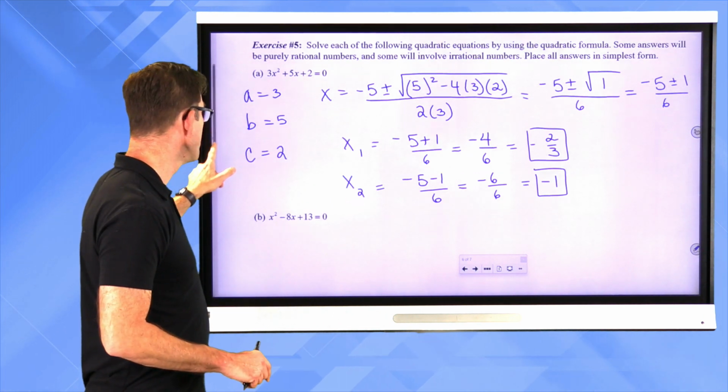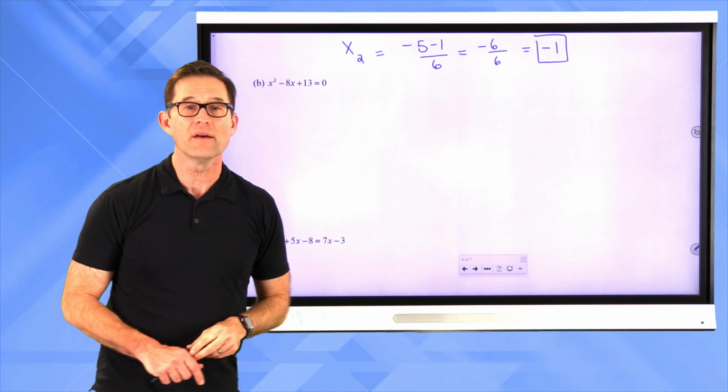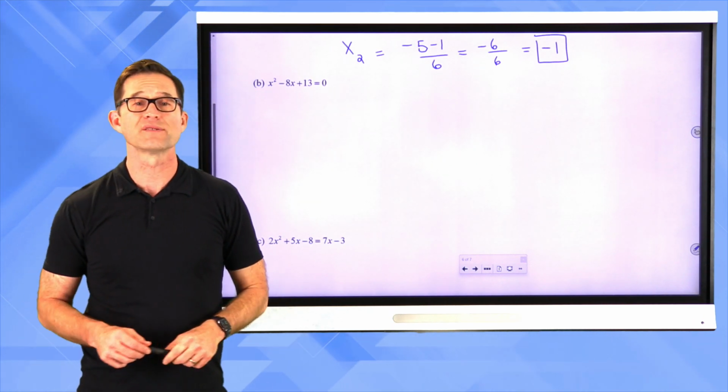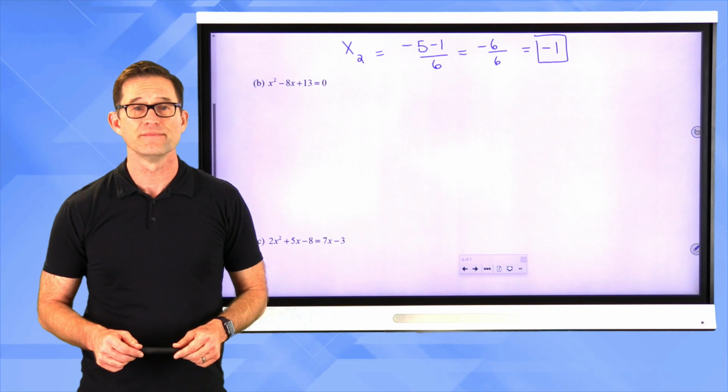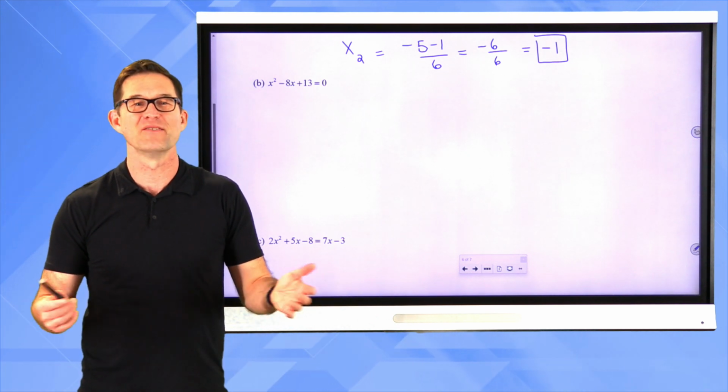So let's have you do a little bit more. Letter B, why don't you go ahead and pause the video and try to solve that one by completing the square. Not by completing the square, but by using the quadratic formula.